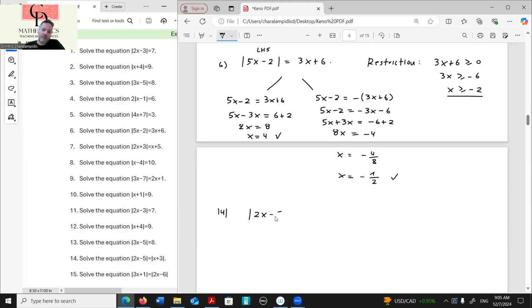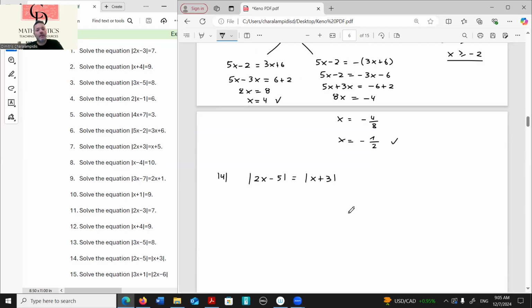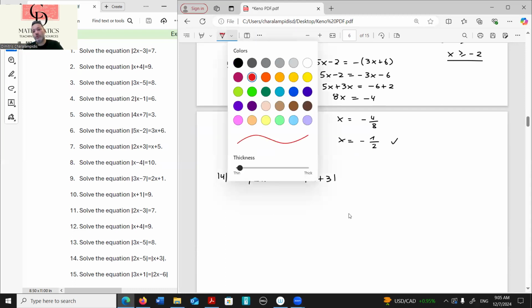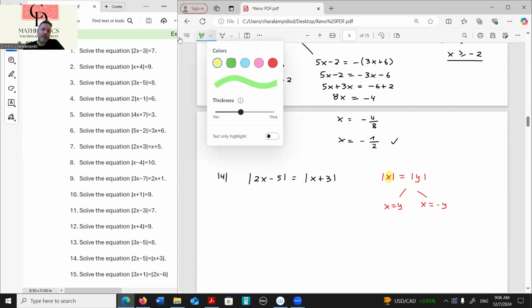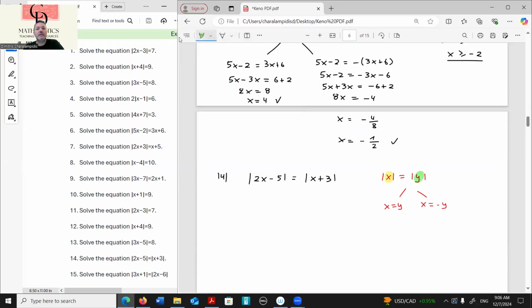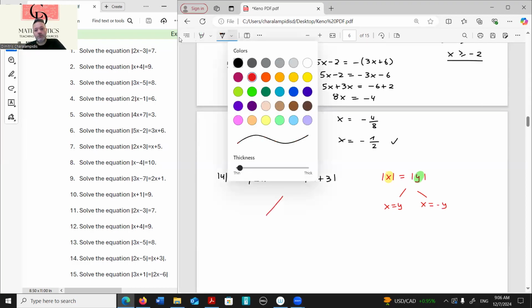Absolute value of 2x minus 5 should be absolute value of x plus 3. We know from theory, or we should have known from theory, that absolute value of x is equal to absolute value of y means either that x and y are the same or the opposites. And again, it's not about just the x's, but math being a rather symbolic language, it's about the expressions inside the absolute values. So let's use this.